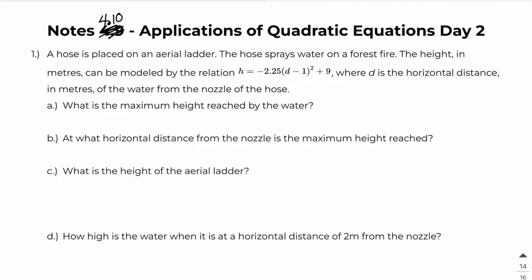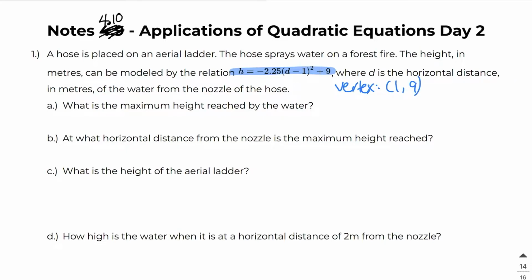The height in meters can be modeled by the relation h equals negative 2.25 times the quantity d minus 1 squared plus 9, where d is the horizontal distance in meters of the water from the nozzle of the hose. Before I do anything at all, I'm going to see what key feature I can automatically identify. Because this is in vertex form, I can automatically identify that my vertex is going to occur at (1, 9).